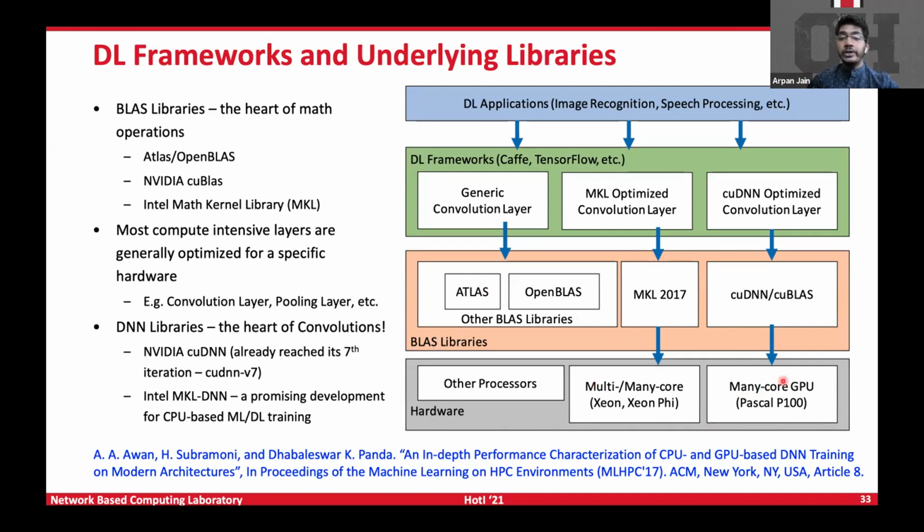So if you want to train, let's take an example here. Let's say you want to train a model on an A100 GPU, and that model is a convolution neural network. So you will be using a Caffe, TensorFlow, or PyTorch deep learning framework. If you use a generic convolution layer, it will not give you very good performance, because when you are training it on the GPU, you have to use the cuDNN optimized convolution layer. So you need to install the cuDNN libraries.